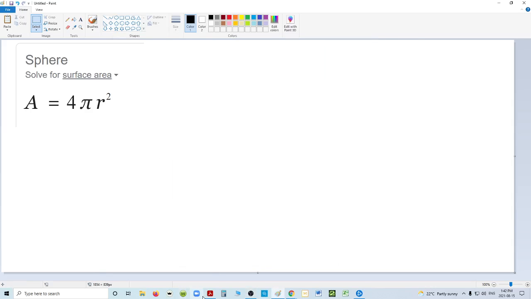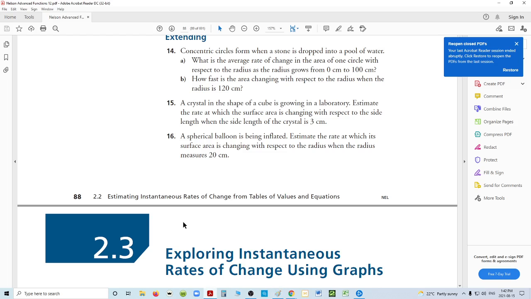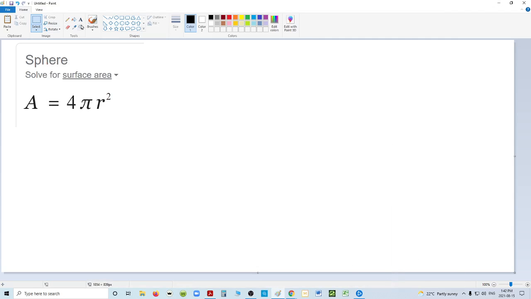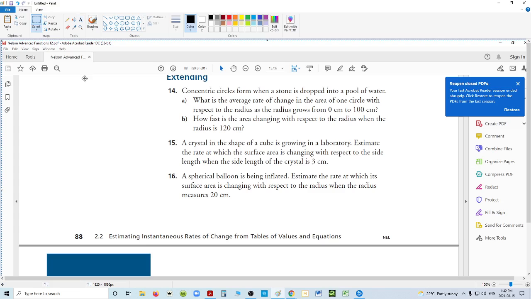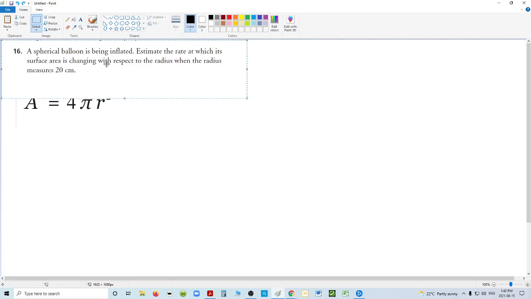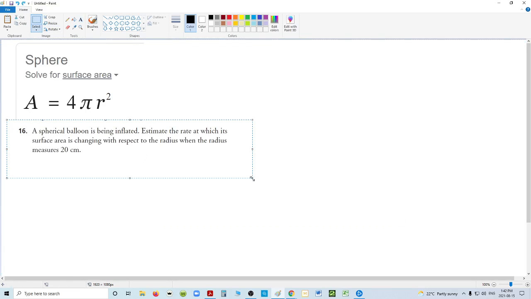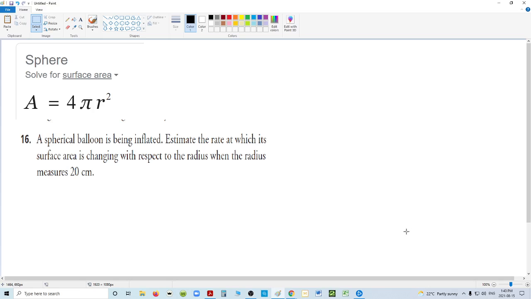The questions I left at the end but didn't do include this one, number 16, and then we're going to go on to exploring instantaneous rates of change using graphs. Number 16 says a spherical balloon is being inflated. Estimate the rate of change in its surface area with respect to the radius when the radius is 20.